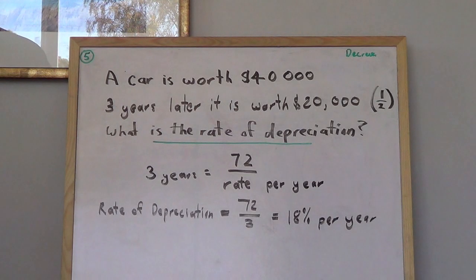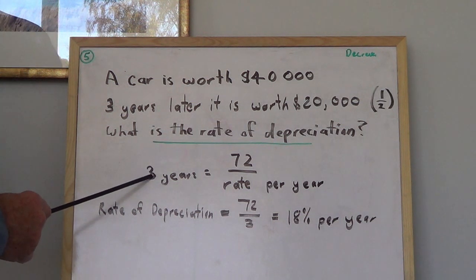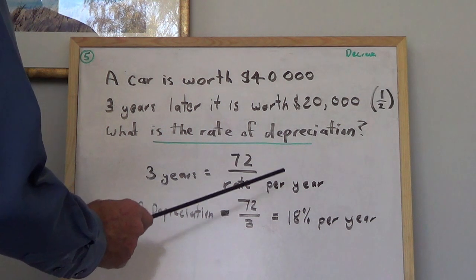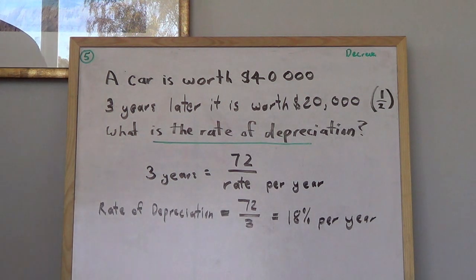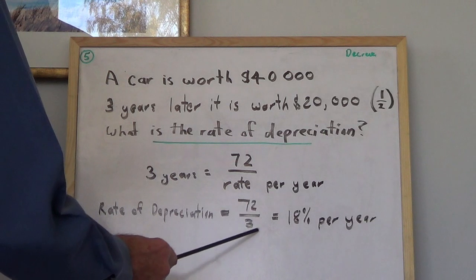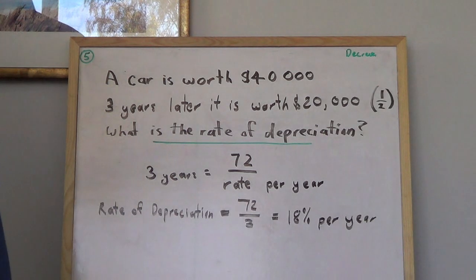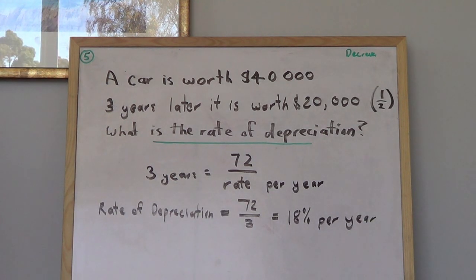All right. So 3 years is equal to 72 over the rate per year. So the rate of depreciation is 72 over 3, which is 18% a year. All right.